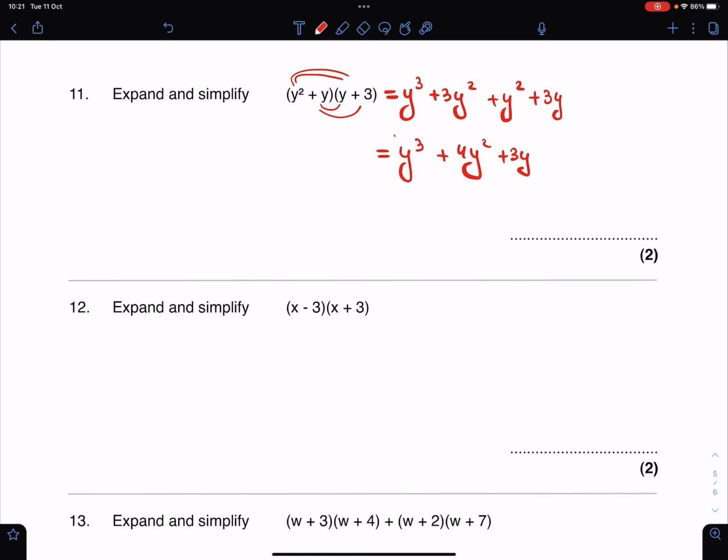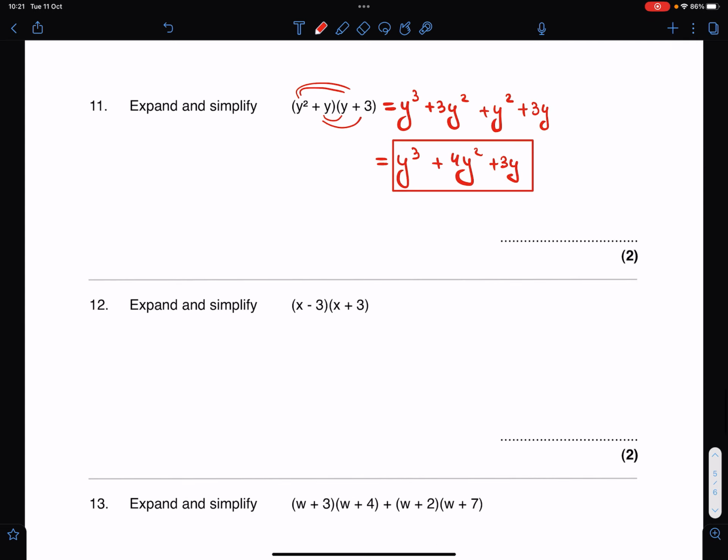So that's the final answer, okay? That's going to be the final answer. So please copy that down. That's important because the new letter we have there is y squared. We didn't do this sort of question before.